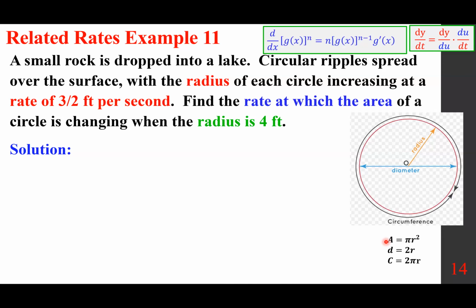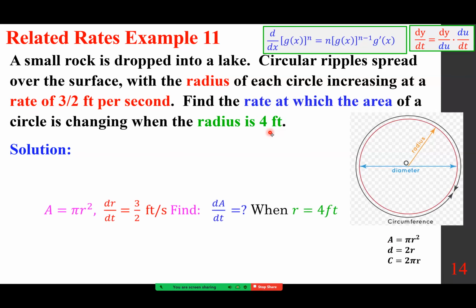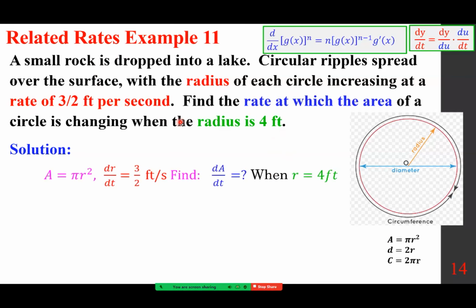What is given? It says the radius is increasing at this rate. Rate refers to differentiation. dr/dt is 3/2 feet per second. What do we want? dA/dt. At what point? When r is 4. So this is the translation of the question, everybody.